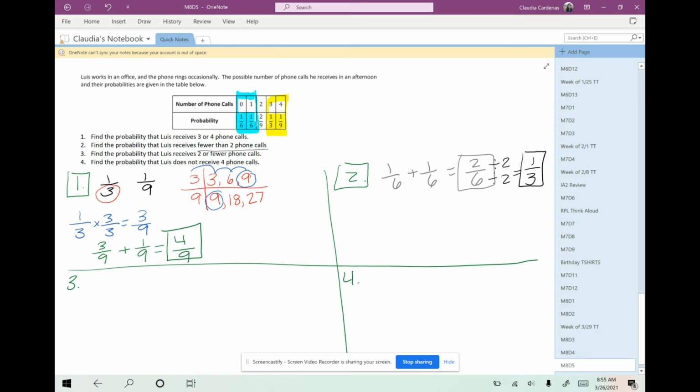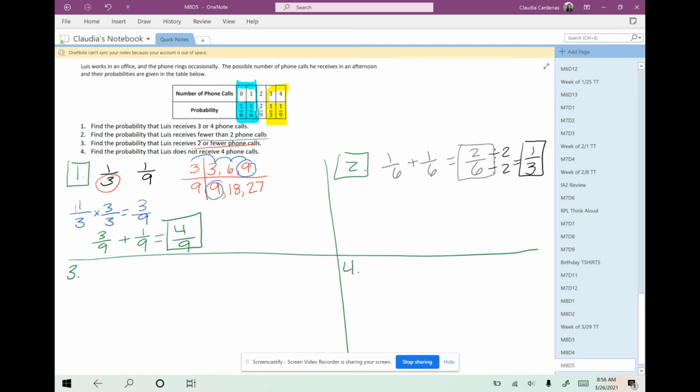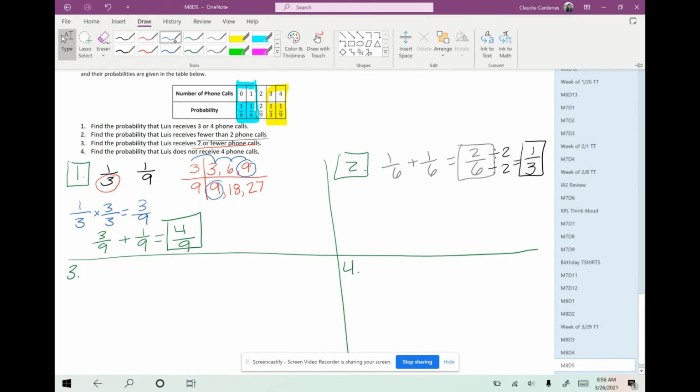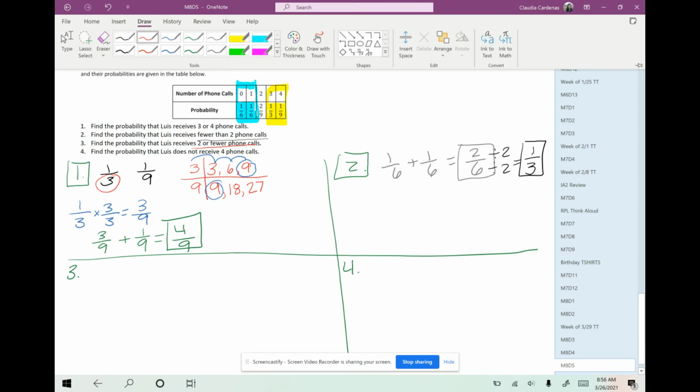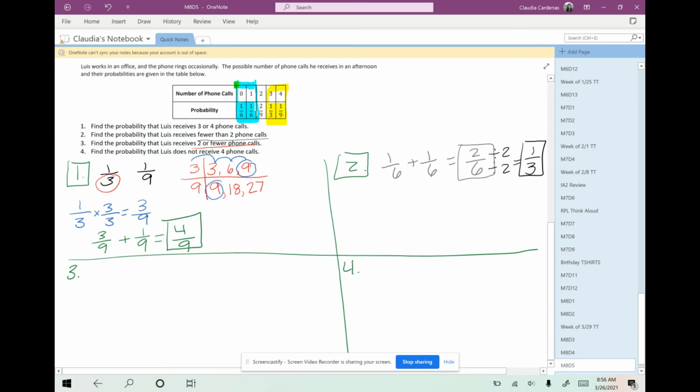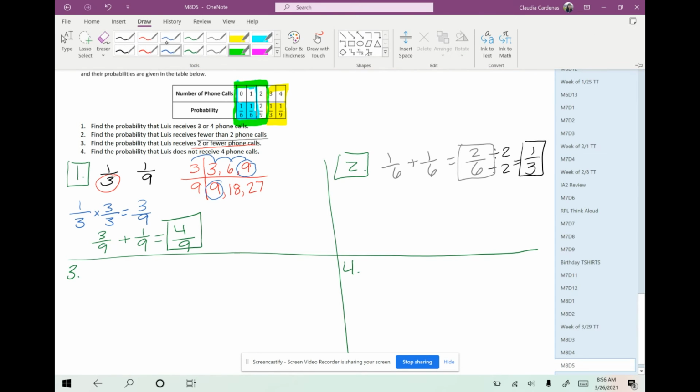So we have 4/9 and we have 1/3. Alrighty, moving right along. If we look at part 3, it says to find the probability that Luis receives 2 or fewer phone calls. Now if we just did fewer than 2 phone calls, but they are now saying we can receive 2 or fewer, does that include 2? Yes, it does. So now we can actually include 2/9 into our total.